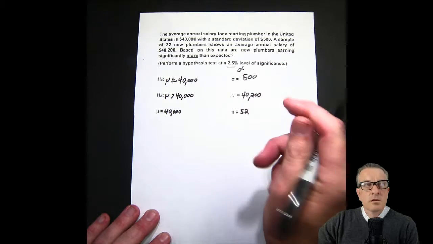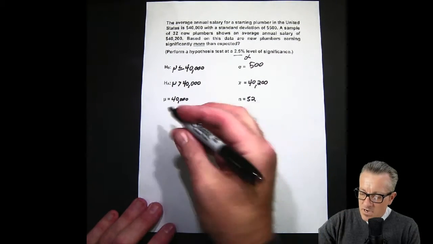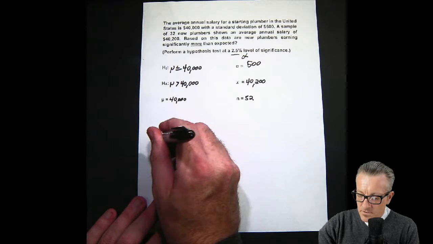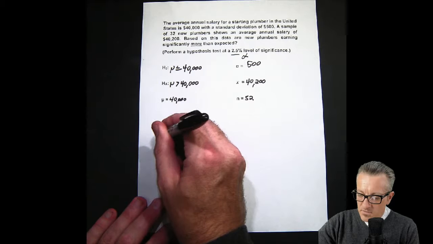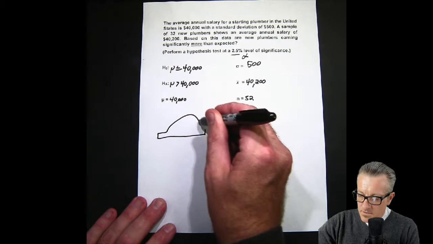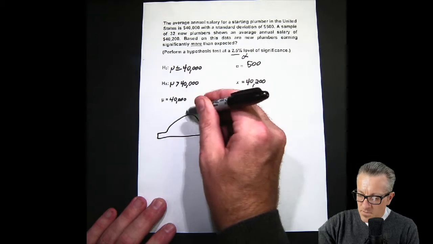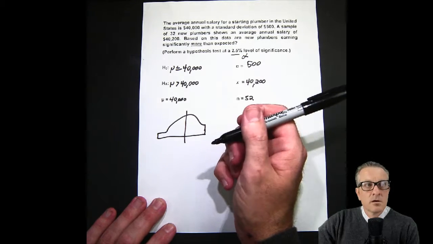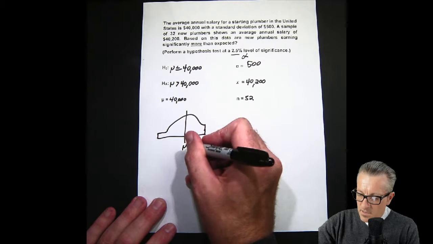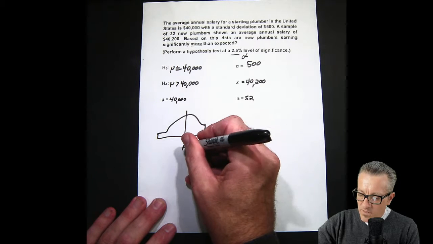Okay. So let's draw a picture. With hypothesis tests, I always recommend drawing the picture. Even though you can do these on the calculator, we want to draw the picture. Not a very good artist, but that's okay. Okay, so we draw the picture, and mu is right here, and it is our 40,000.